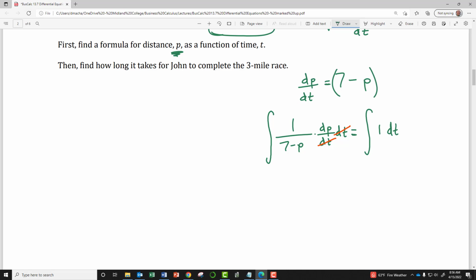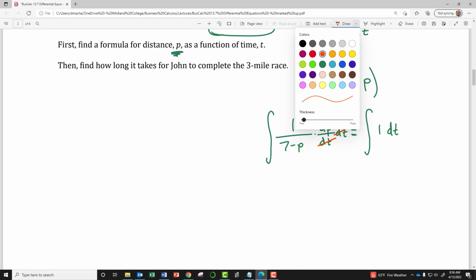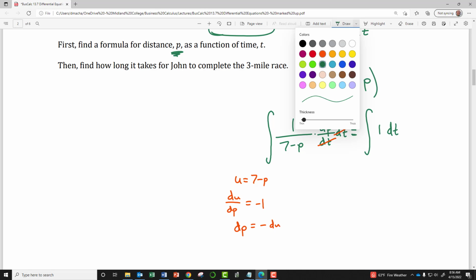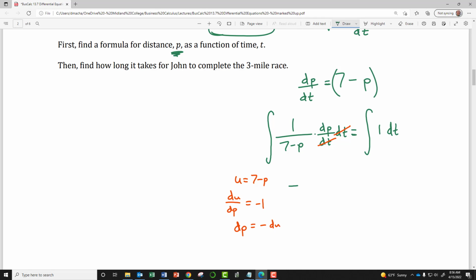Now, let's quickly do a u substitution on the left side then. And so my u sub is going to be setting u equal to 7 minus p, meaning that du/dp is going to be -1. And that means that my dp can be replaced by negative du. Okay, and then my new left side of the equation becomes negative antiderivative of 1 over u du.